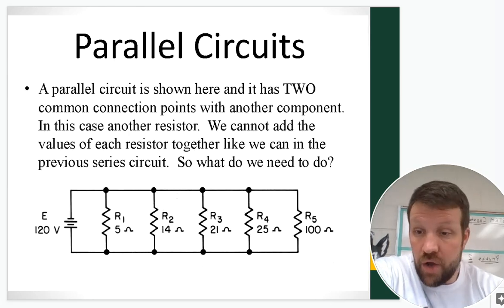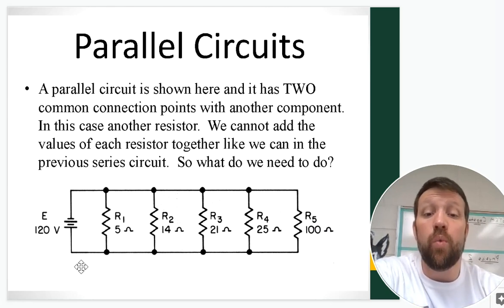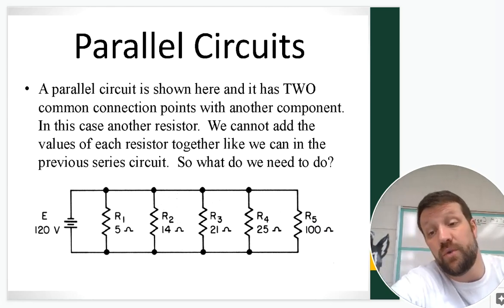And then in the parallel, we would do the reciprocals, right? 1 over 5 plus 1 over 14 plus 1 over 21 plus 1 over 25 plus 1 over 100 equals 1 over the total resistance. We would solve for that total resistance.